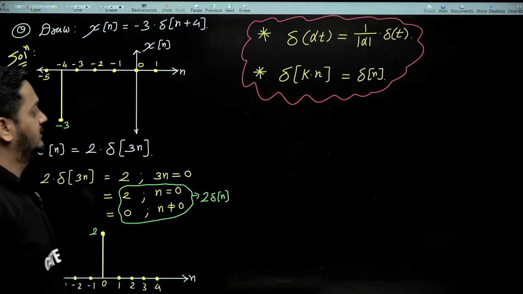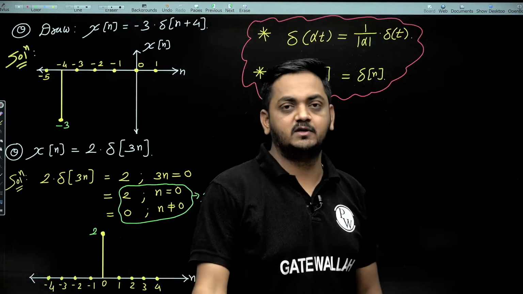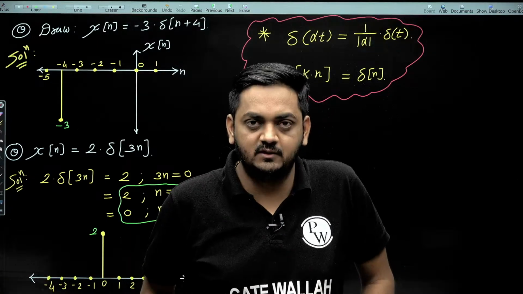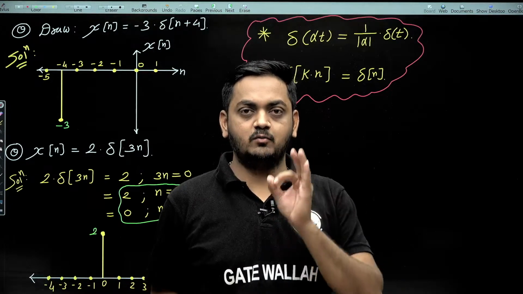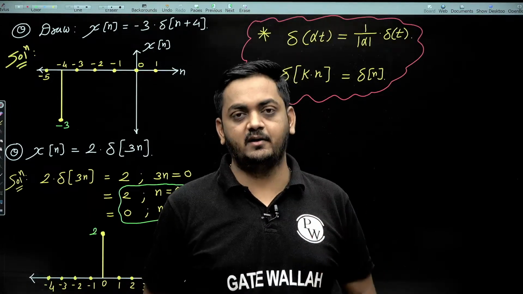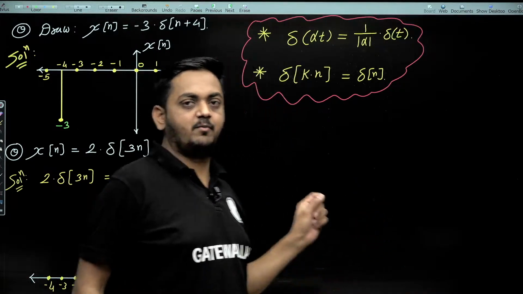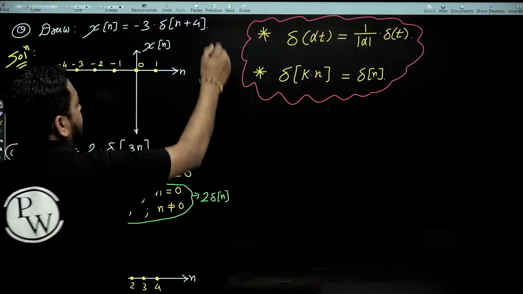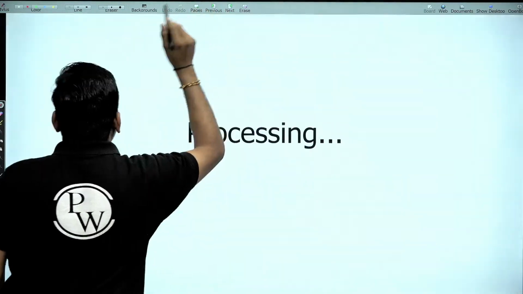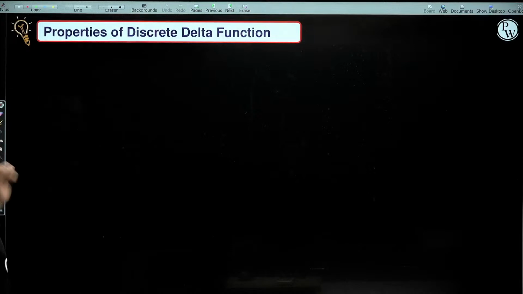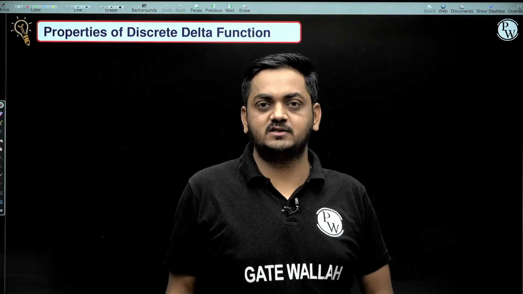Fine. Okay, so this is the discrete impulse function. This is all about the discrete impulse function. Now we have seen the different properties of the continuous impulse function. In a similar manner, we will see the properties of the discrete impulse function also, guys. So next is the properties of the discrete delta function or discrete impulse function, guys.